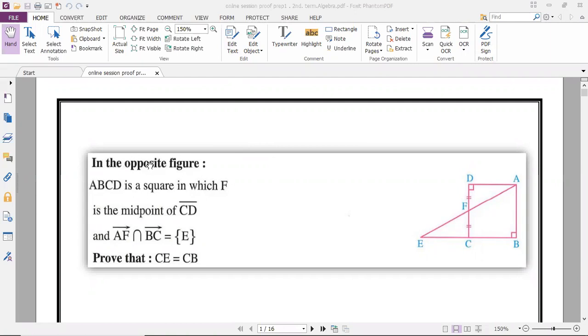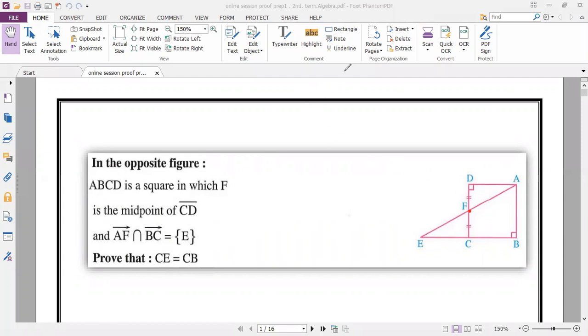Question number 1. In the opposite figure, ABCD is a square in which F is the midpoint of CD. Ray AF intersects ray BC at the point E. Prove that CE equals CB. First of all, the shape is a square.